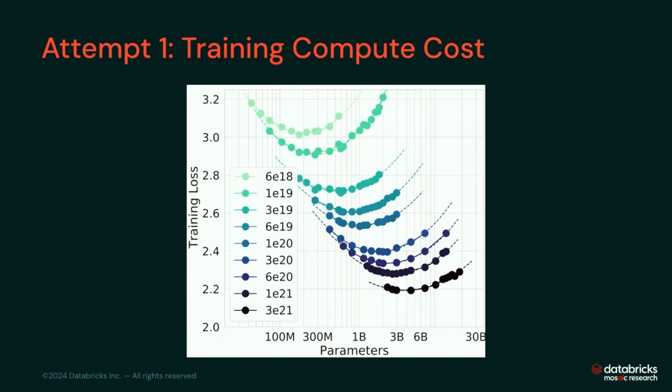This is one of my favorite graphs in machine learning. This is a graph from that paper. The x-axis is the size of the model. The y-axis is the training loss. Lower is better on this. And each of these curves is for a fixed compute budget, training a bunch of different models at different sizes. And the bigger the model, that means you're training on less data.